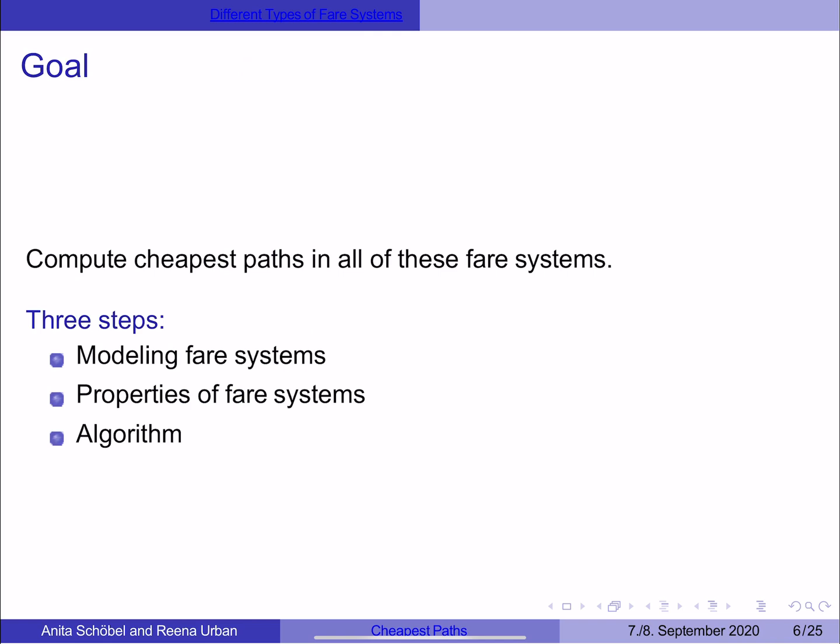The goal of this talk now is to compute cheapest paths in all of these fare systems. This will be done in 3 steps. You will first model the fare system, then see properties of the fare system, analyze and discuss them, and finally, hopefully, end up with algorithms.